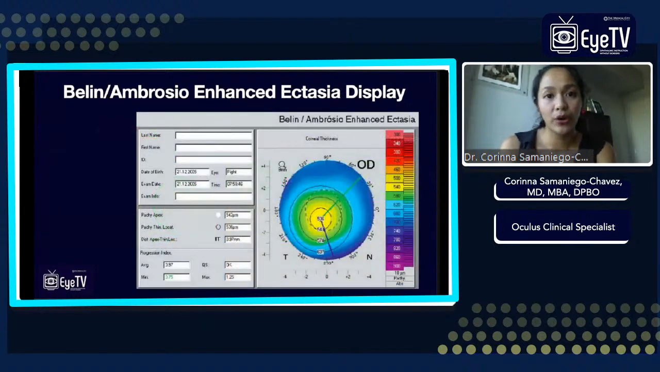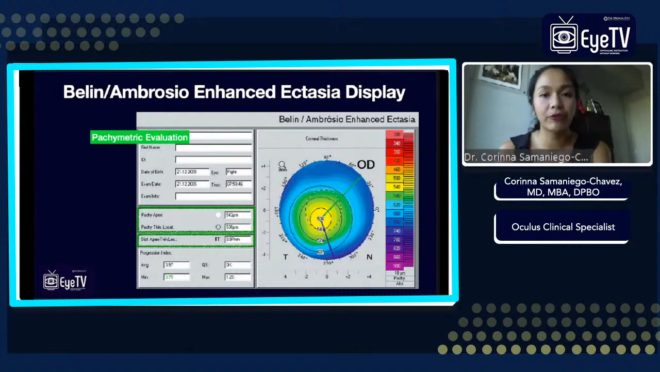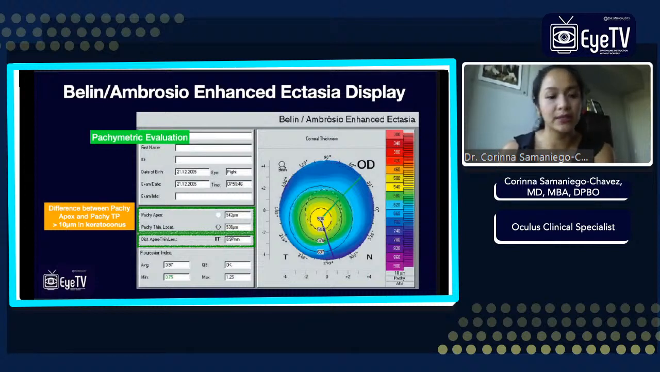On the upper right hand corner of the display is a comprehensive pachymetric evaluation. Both pachymetric values at the apex, or the point on which the exam is centered, and the thinnest point are displayed, and the displacement of the thinnest point from the corneal apex is calculated along with the direction of the displacement. Note that the pachymetric difference between the thinnest point and the apex is more than 10 micrometers in only about 12% of normal corneas, and the distance between the apex and the thinnest point is significantly higher in keratoconic eyes. The progression index is calculated as the progression value at each meridian from the thinnest point.